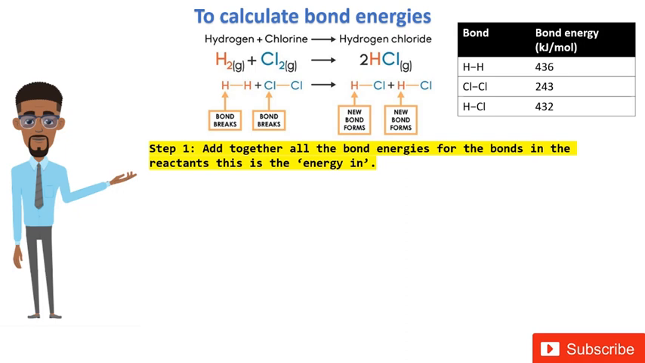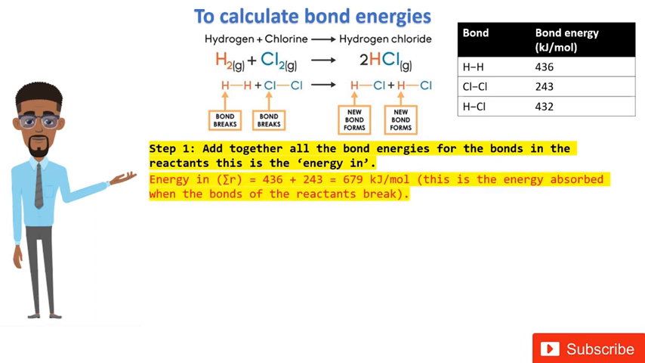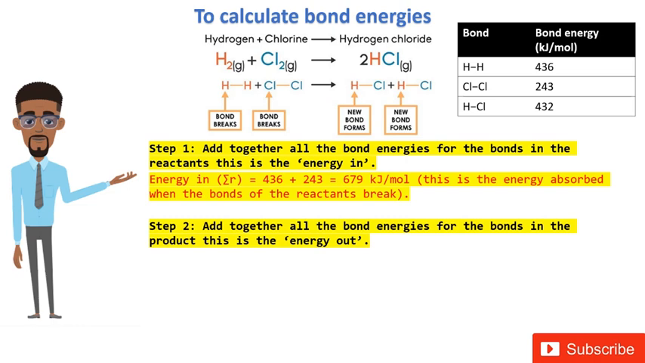Step 1. Add together all the bond energies for the bonds in the reactants. This is the energy in. This is the sum of the bond energies of the reactants, that is the sum of the hydrogen-hydrogen bond and the chlorine-chlorine bond. Step 2. Add together all the bond energies for the bonds in the products.